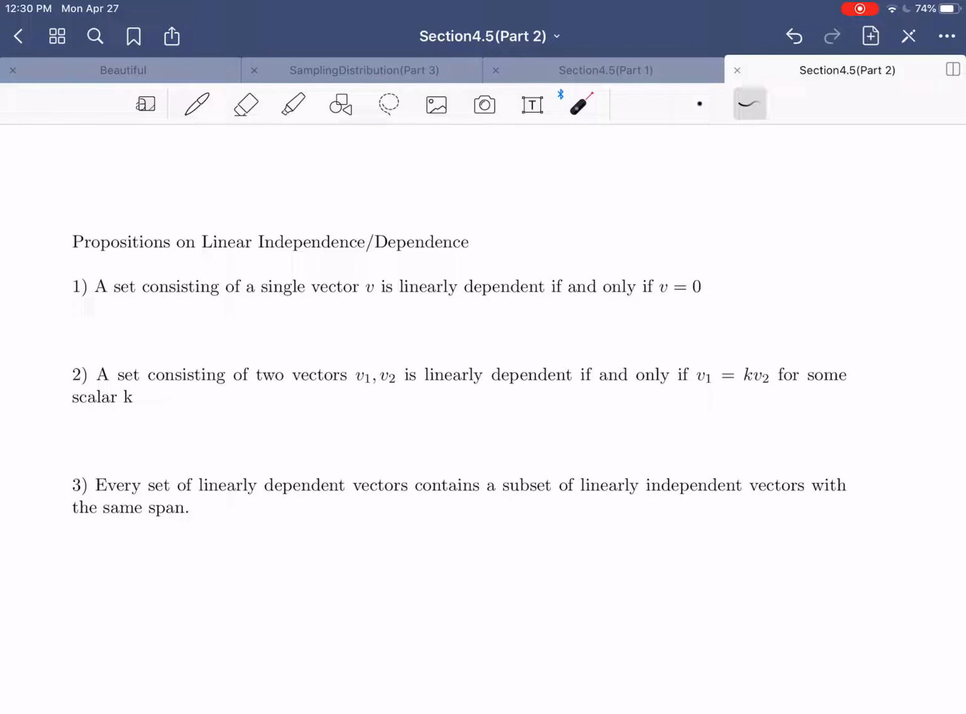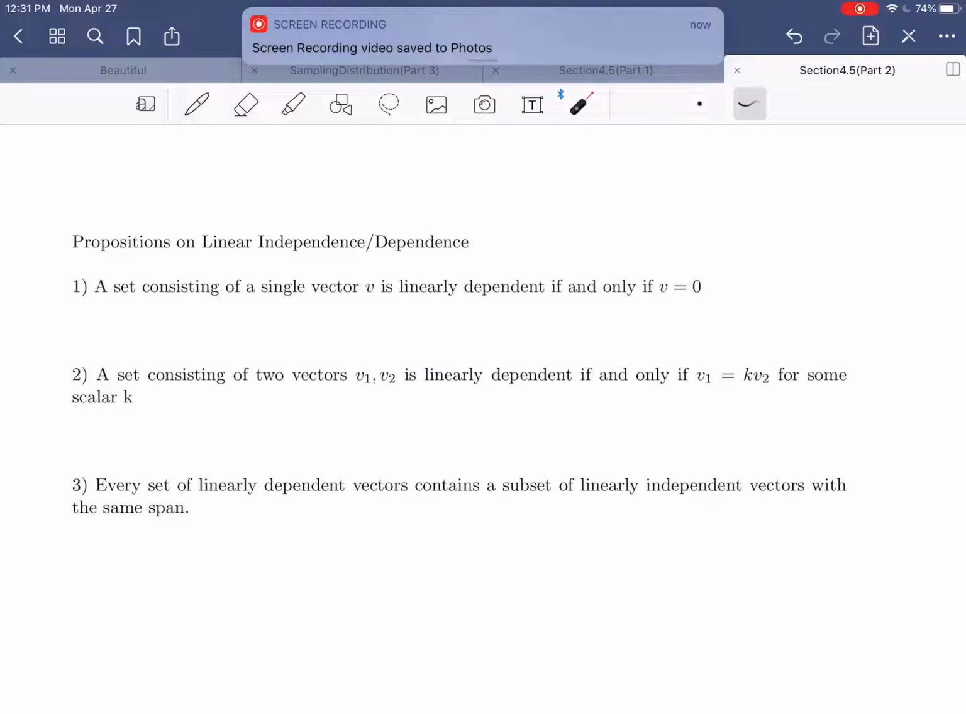Now, in your textbook, each of these propositions is also given a short proof. I think each of these statements are pretty self-evident, so I'll leave you guys to read those proofs on your own. We'll just sort of discuss what each of these propositions says. So, proposition number one basically tells us how linear independence and dependence applies to a set that consists of only a single vector. So, this proposition says that a set consisting of a single vector v is linearly dependent if and only if that vector v happens to be the zero vector.